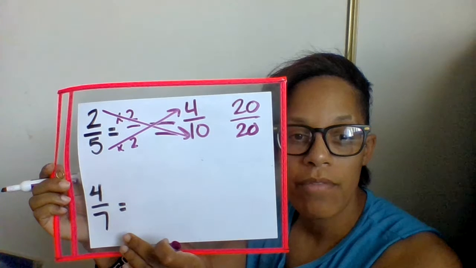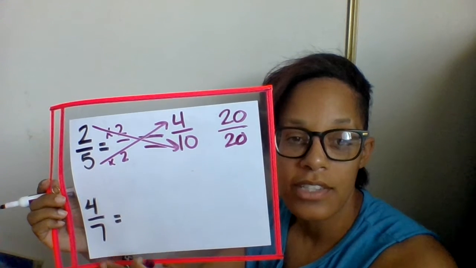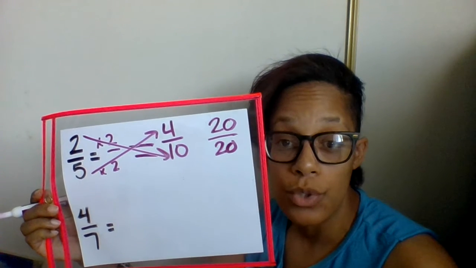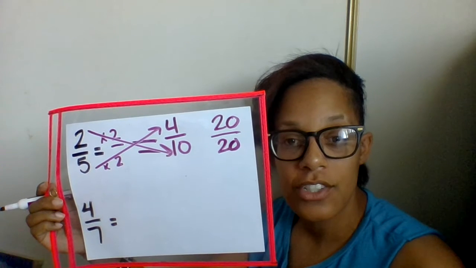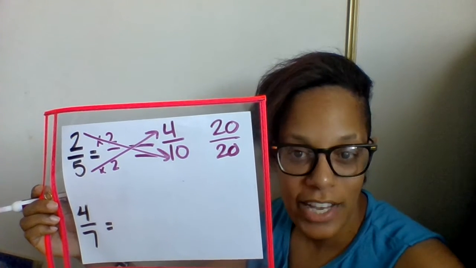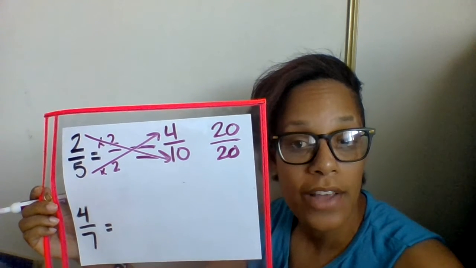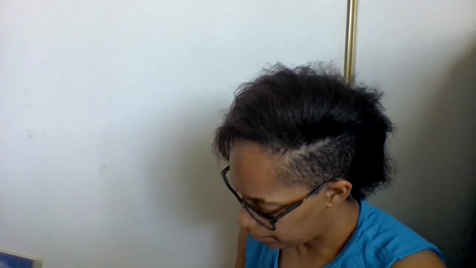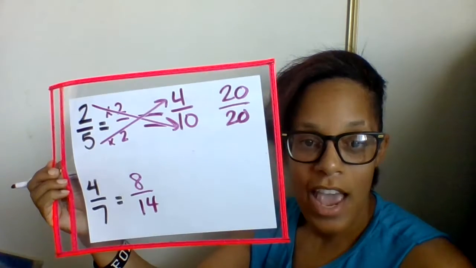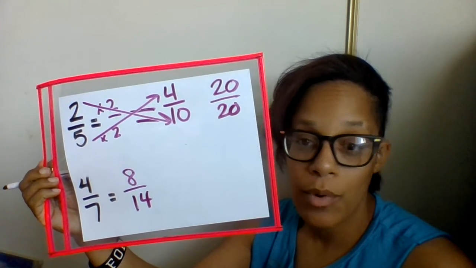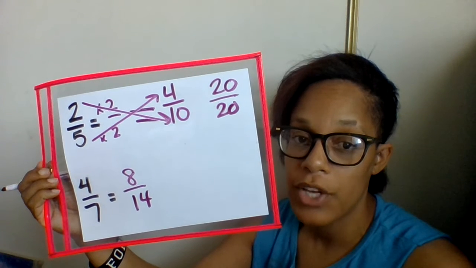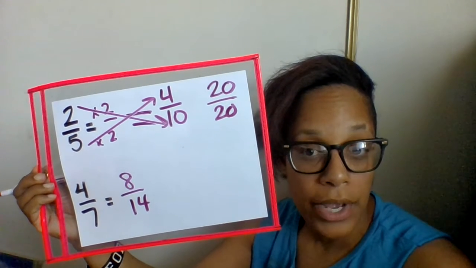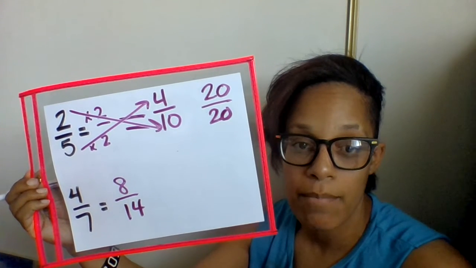Let's try our equivalent fraction with 4/7. We're going to use the same factor of 2. So what's the equivalent fraction of 4/7, knowing that the factor we're using is 2? Did you get 8/14? If you did, great job. Remember, to make an equivalent fraction, I'm multiplying both the numerator and the denominator by the same number.